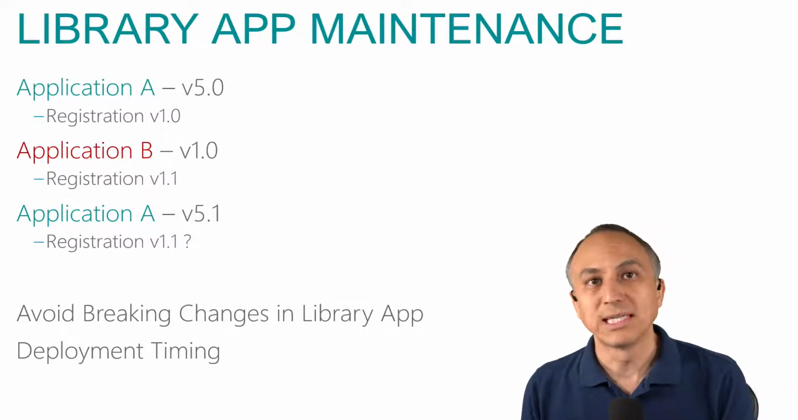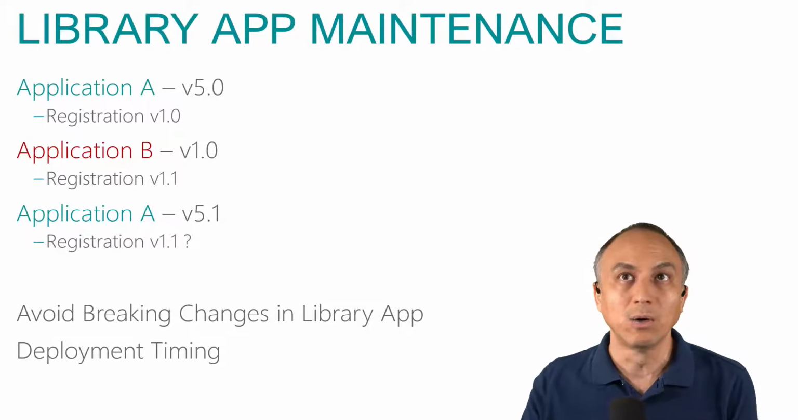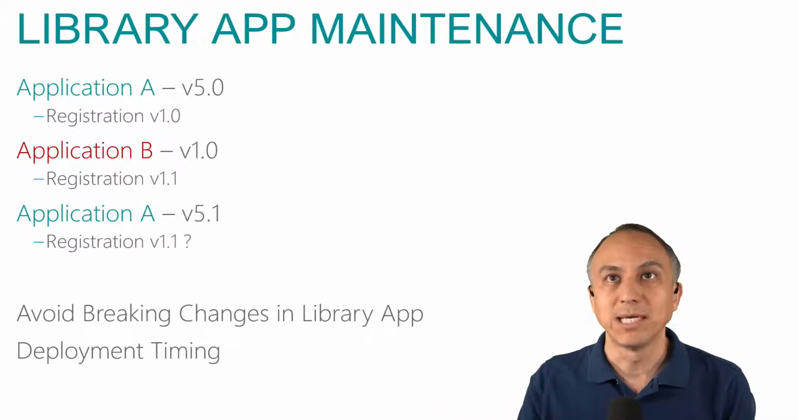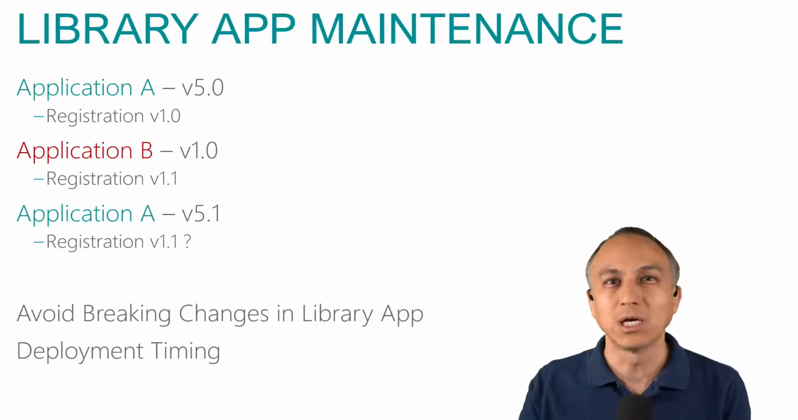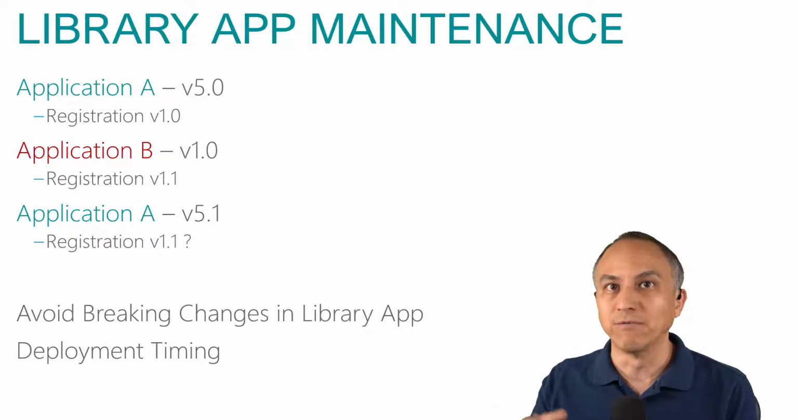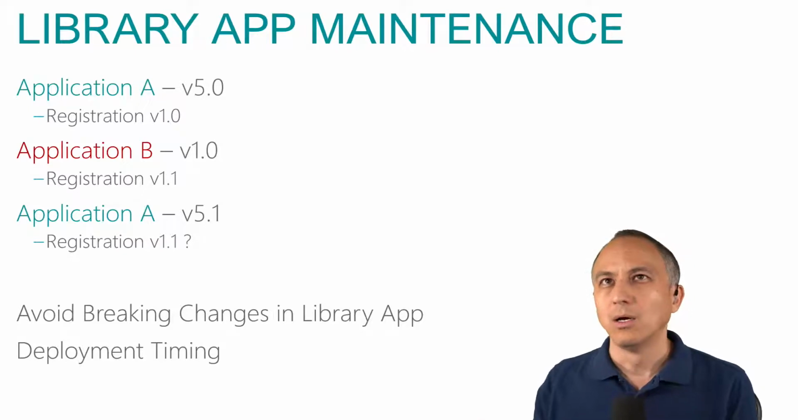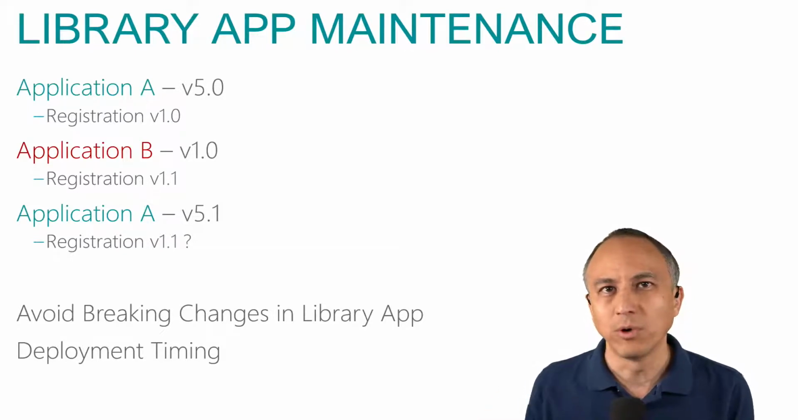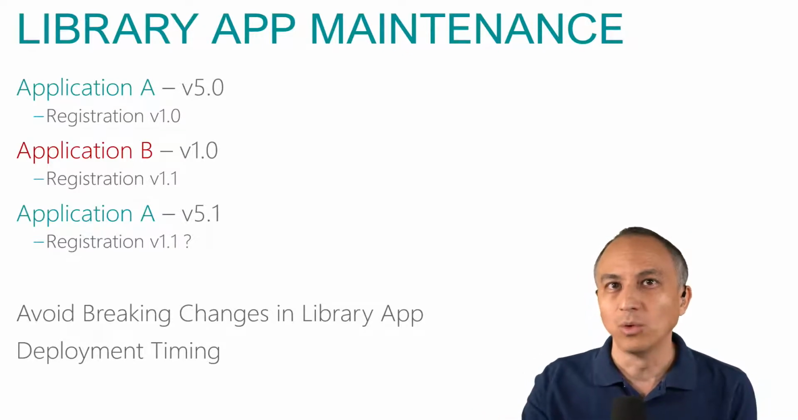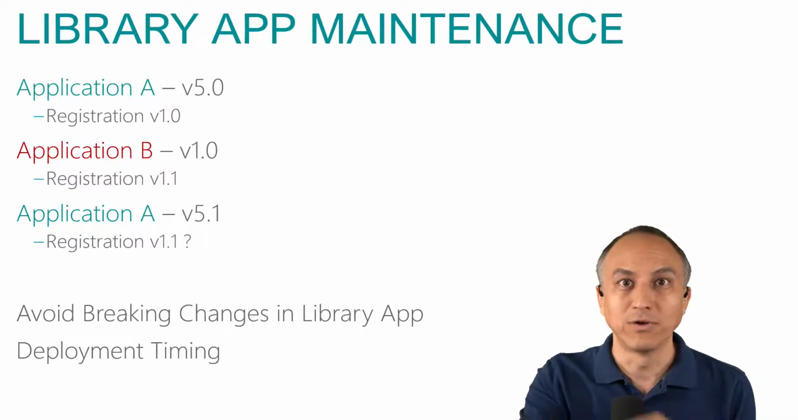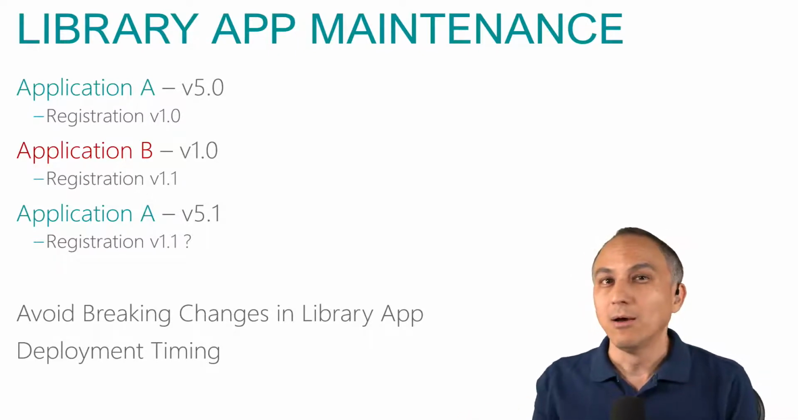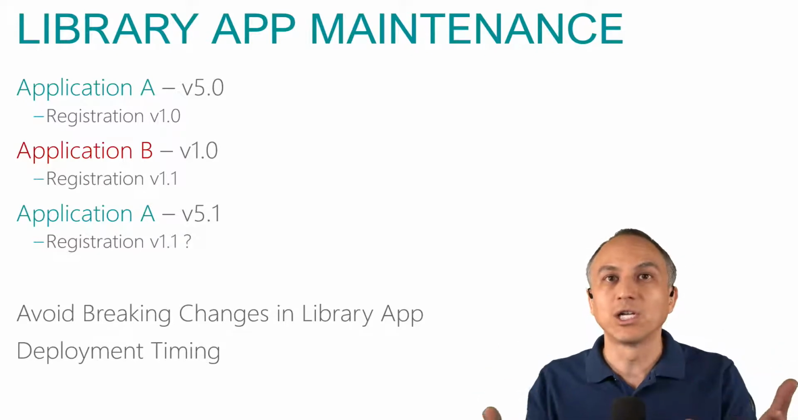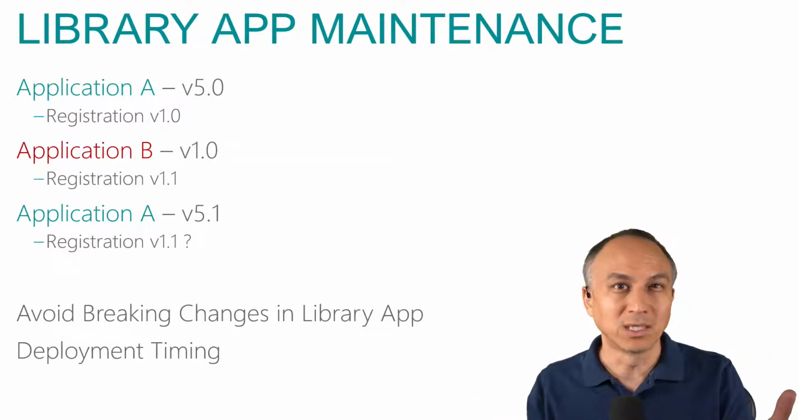But then we want to release application B, version 1.0. And maybe we had to make an update to our registration app to support application B. So we're going to release a new version of registration, version 1.1. Okay, if we release version 1.1 of our registration app as a library app on AppSource, will that affect our first application A? We don't think so. We hope not. But a new version of our registration app is being deployed as a library app.